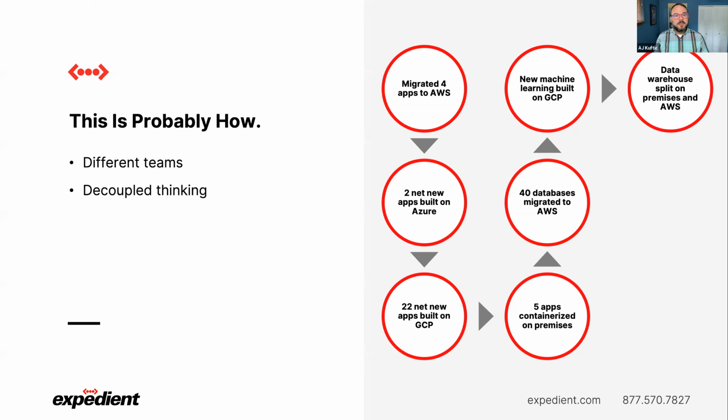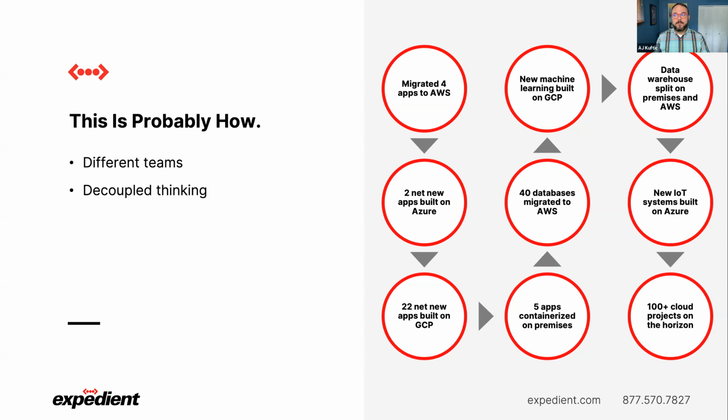Now my data warehouse team says, oh, we want to use some of this, but we don't want to get rid of all of our stuff on-prem. So now we're split into 2 different sites. Now my IoT systems get built on top of Azure. And because all of these people are going to the cloud, a bunch of other groups said, well, we want to do that too. Now I've got 100 plus cloud projects on the horizon, not to mention the 8 that I have here already. This is getting out of hand.